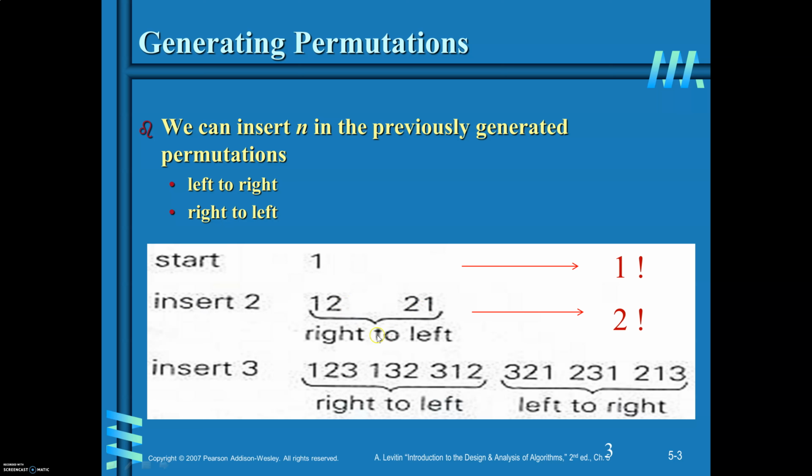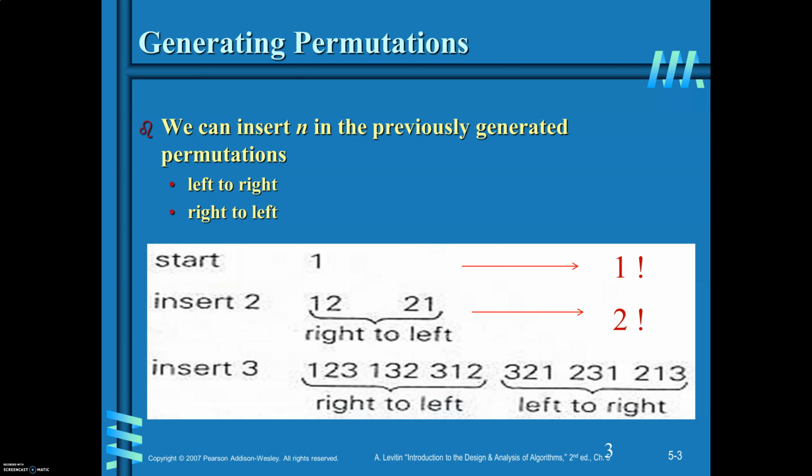Then for these two, insert 3 from right to left. We'll see when you insert 3 from right to left for the first permutation 1, 2, these are the 3 permutations possible: 1, 2, 3, then 1, 3, 2, then 3, 1, 2. So these are the 3 permutations for 1, 2. Again, when you insert from left to right for the second one, so 3, 2, 1, 2, 3, 1 and 2, 1, 3. So with that we have generated all possible 6 permutations.